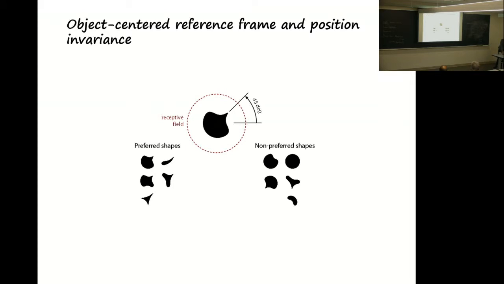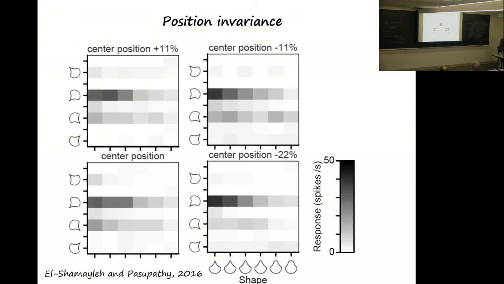Okay, so what this model then predicts is that these should be the preferred and these should be the non-preferred, regardless of where you present the stimulus within the receptive field. And that's essentially what we find. So here are responses from one neuron. Each panel here is a different position within the receptive field of the cell. The x-axis here is the different shapes. The y-axis is the rotation.